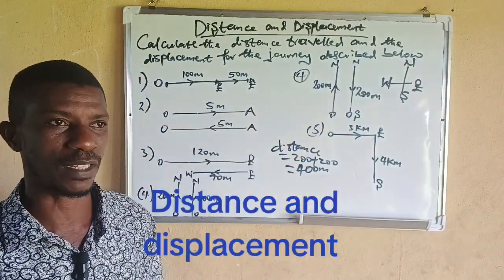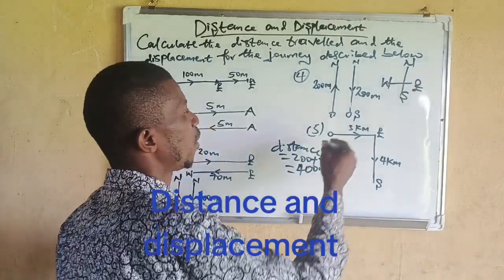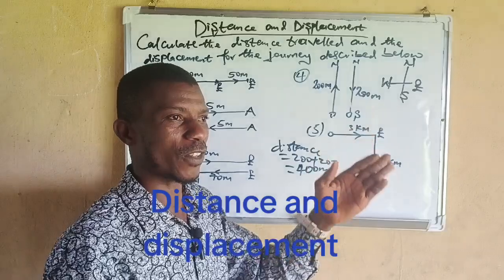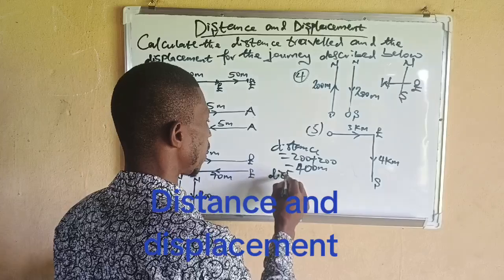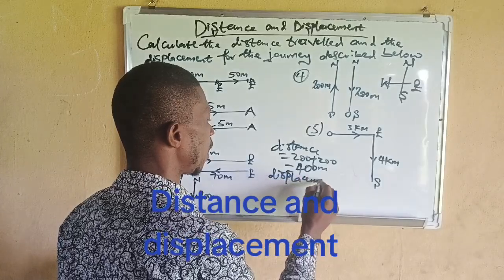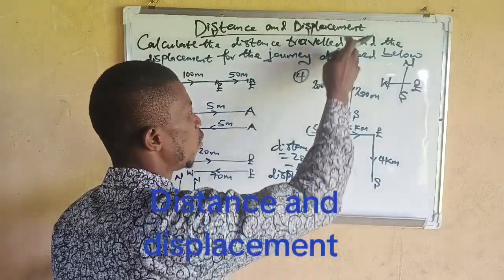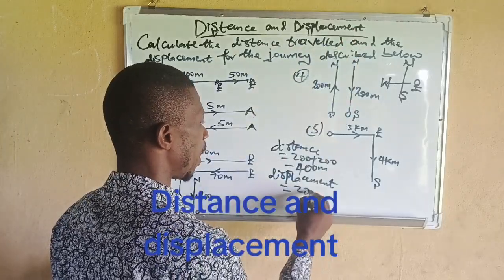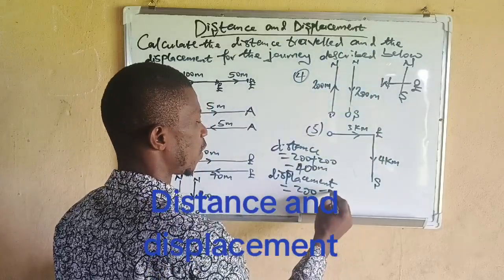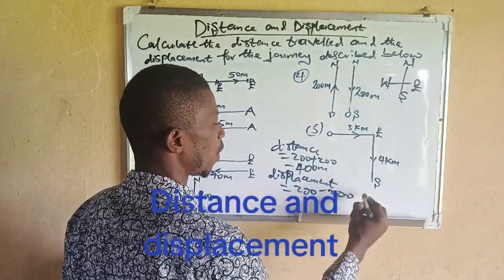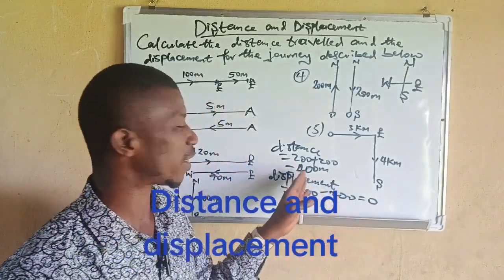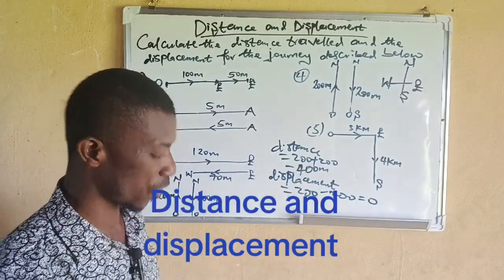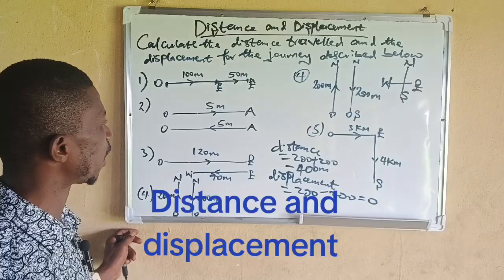What of the displacement? The displacement is going to be, you know, it's in opposite directions now. So the displacement is going to be subtraction. That is, the displacement is going to be 200 minus 200. Okay? And that will give us what? 0. So the displacement here is 0, while the distance is what? 400 meters. Okay, that is that case.